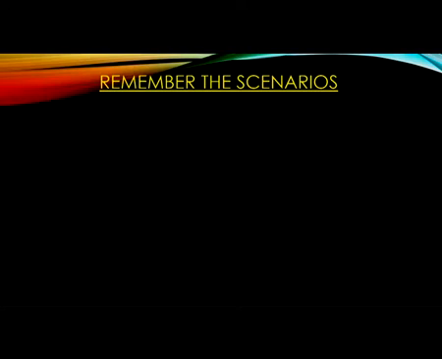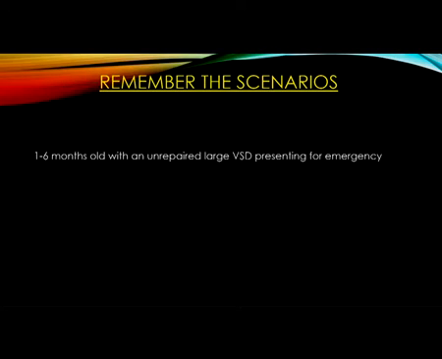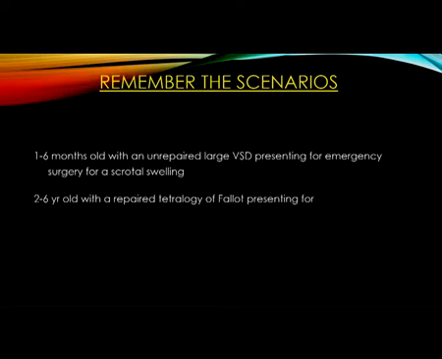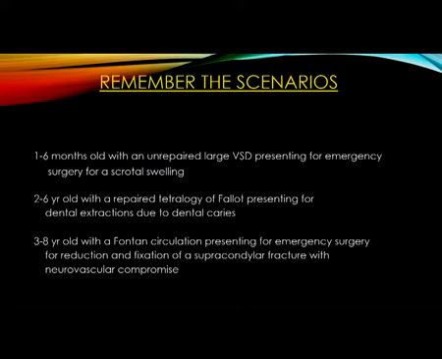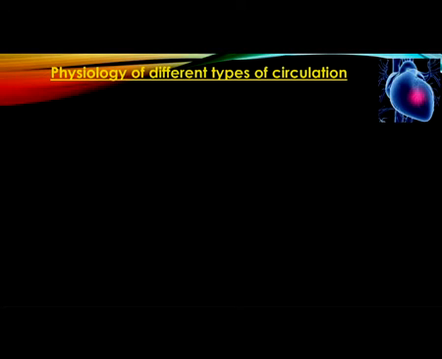I will present a few cases now to remember, which we'll go through at the end of the lecture. A 6-month-old male with an unrepaired large VSD presenting for emergency surgery for a scrotal swelling. Second, a 6-year-old with a repaired tetralogy of Fallot presenting for dental extraction due to dental caries. Third, an 8-year-old with a Fontan circulation presenting for emergency surgery for reduction and fixation of a supracondylar fracture with neurovascular compromise, so he might lose his limb. So remember those 3 scenarios, which we'll address at the end.